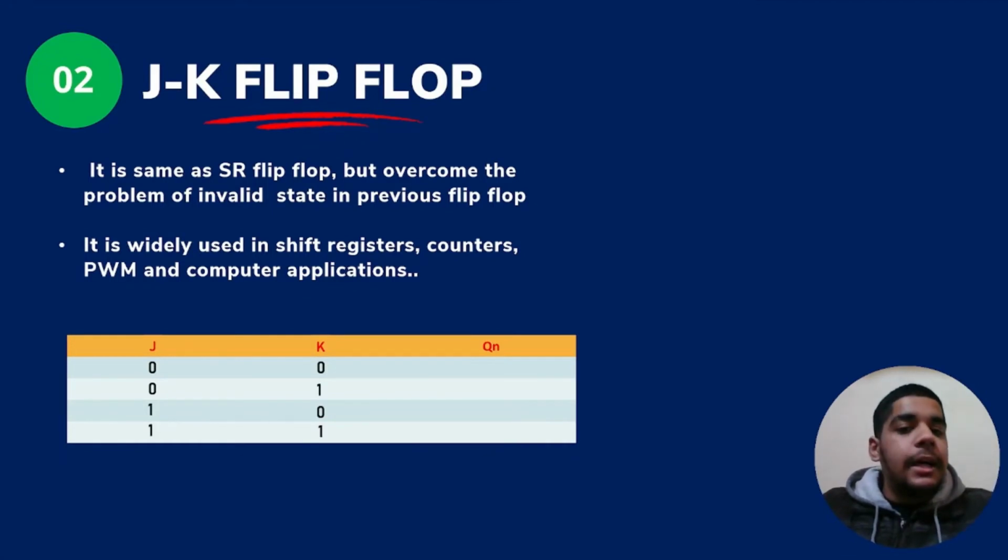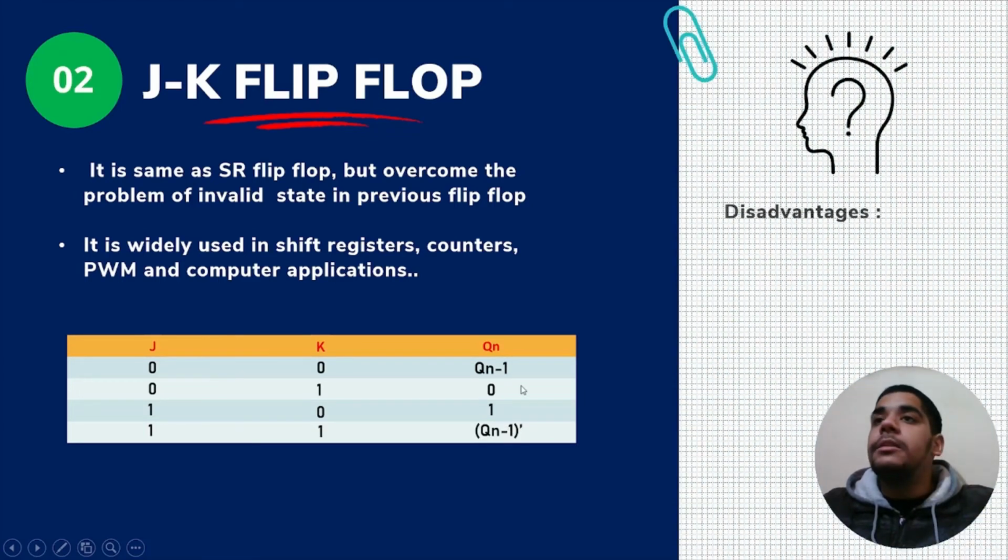That is the same as the SR flip-flop, but it overcomes the problem of the invalid state in the previous flip-flop. As I've already told you, the JK and SR flip-flops are totally the same, but we do some updating in the SR flip-flop by adding two more feedbacks, and we overcome the invalid state disadvantage. So for 0 and 0 in the truth table we have the same thing, 0 and 1 the same as SR, and for 1 and 0 the same output as SR, but the difference is that for 1 and 1, where SR was invalid, here it is the opposite of the previous state.